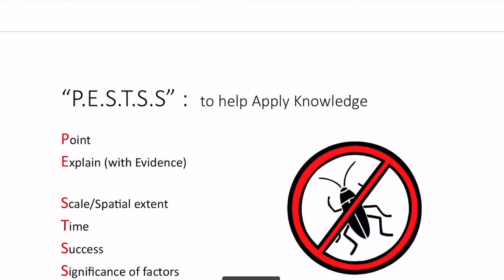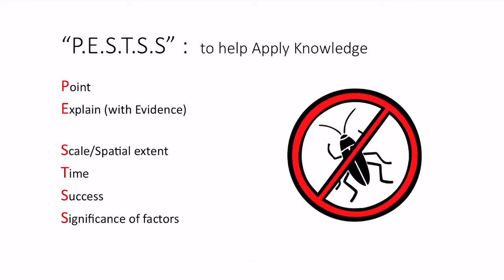I'm going to do this by using a technique called PEEST. This helps me to do the AO1, so I will be able to apply the knowledge in the point and the explanation. This is going to have evidence and place-specific detail in there. And then I'm going to look at how I make the complexity of the argument. So this is the AO2, and I do this by looking at concepts like scale, time, success, and significance. I don't need to use all of those in an essay, but it's about how can I use these to make my argument a little bit more complex rather than just regurgitating a whole lot of information without actually making an argument.